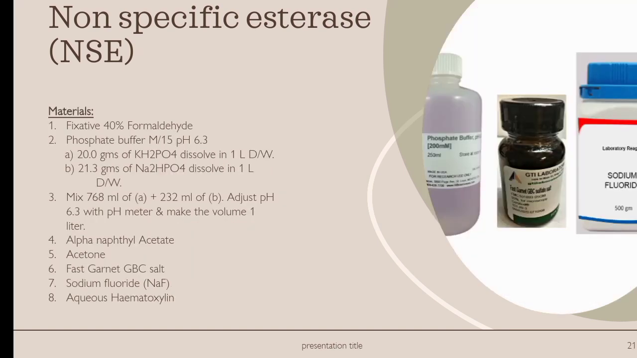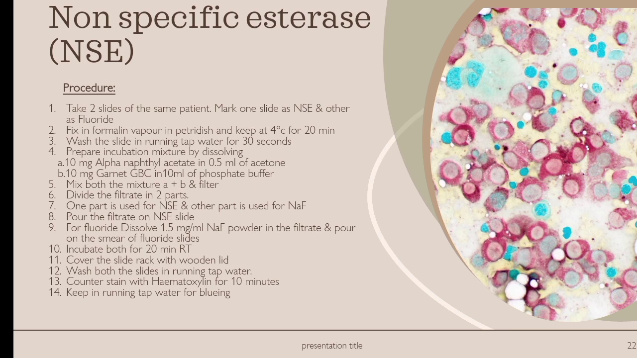Materials required for the NSE are fixative 40% formaldehyde, phosphate buffer pH 6.3, alpha-naphthyl acetate, acetone, fast garnet GBC salt, sodium fluoride, and aqueous hematoxylin. Procedure for the stain: take two slides of the same patient. Mark one slide as NSE and the other as fluoride. Fix in formalin vapor in a petri dish and keep at 4 degrees centigrade for 20 minutes.